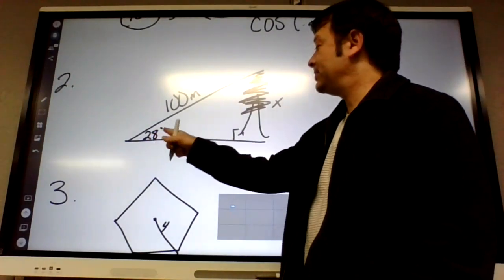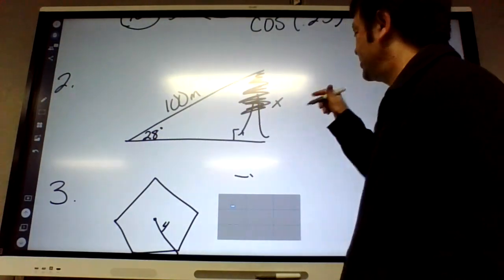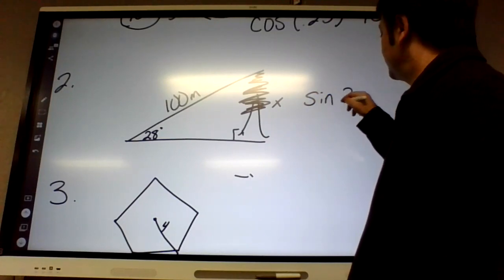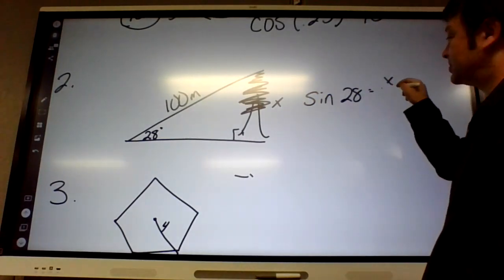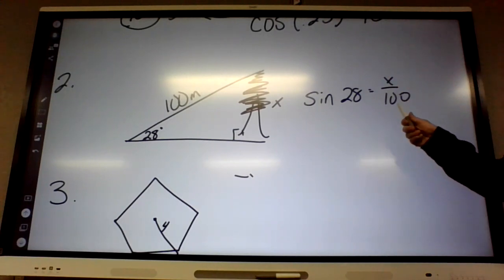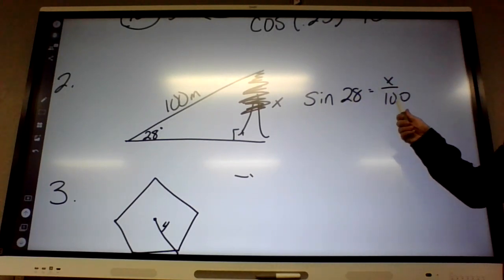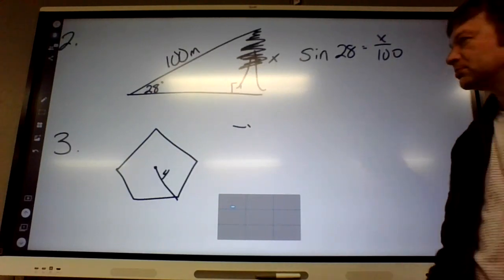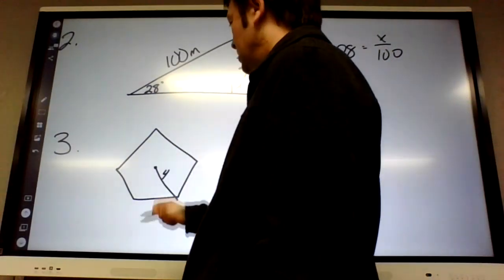Relative to this angle, we got opposite and hypotenuse. So sine of 28 equals opposite over hypotenuse. To solve for X, you had to do sine 28 times 100. I got 46.